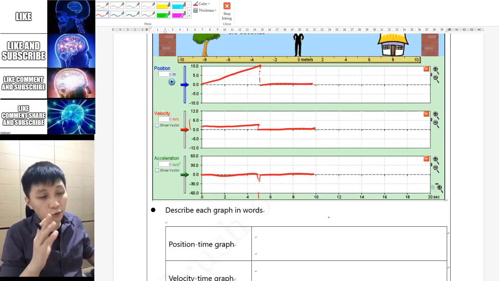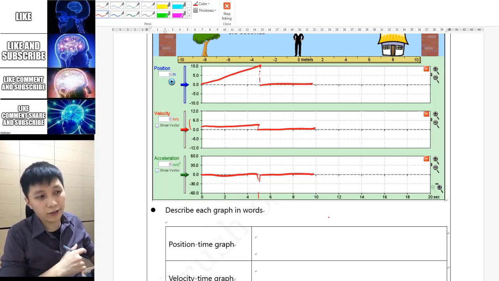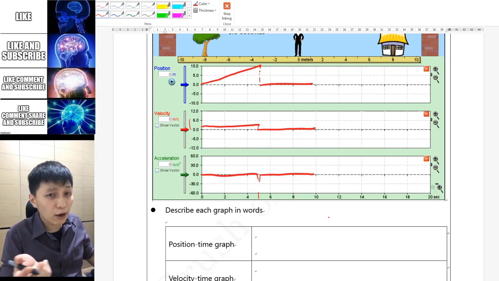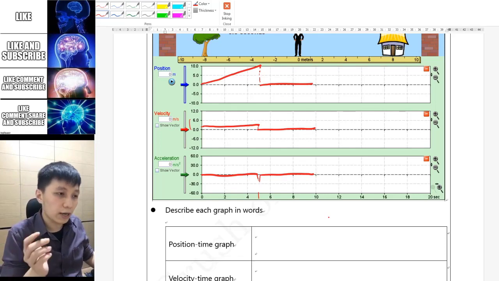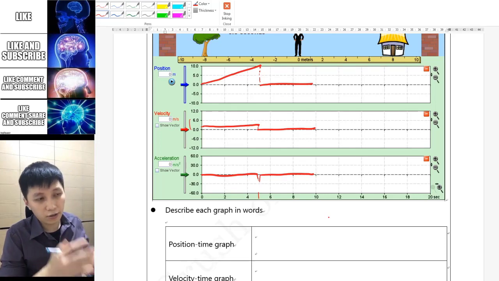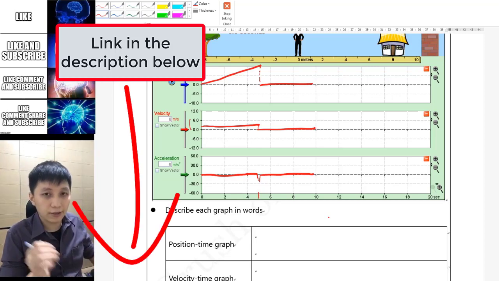Okay, so now we have to move on to describe each of these graphs with the wordings that we learned in the previous video. If you somehow haven't watched the previous video yet about what kind of wordings you can use for each different kind of graphs, I'll put the link in the description below. You can go and watch it first.